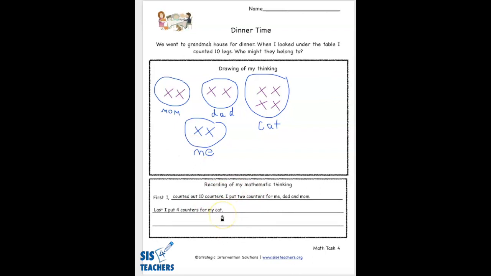The bottom part here says recording my mathematical thinking. So what did I do first? First, I counted out 10 counters. I put 2 counters down for me, my dad, and my mom. Last, I put 4 counters down for my cat. So it's just them explaining how they're doing it. Remember not to always do those leading questions. Ask open-ended questions as students are doing this. You want to question them in a way that's going to help them.